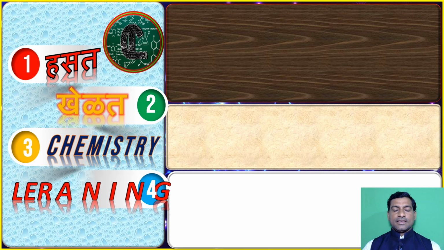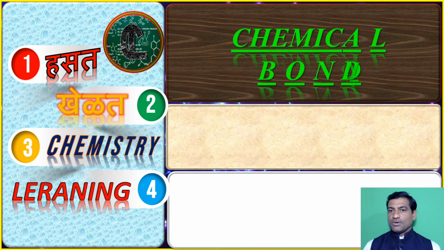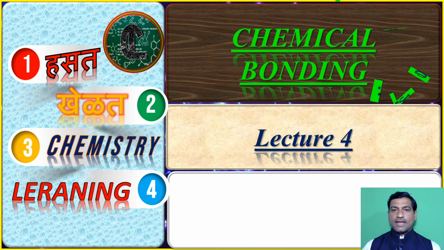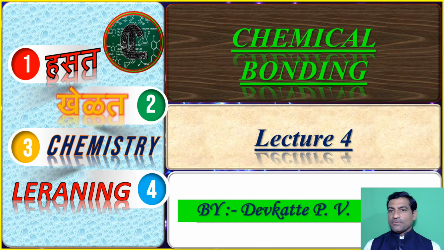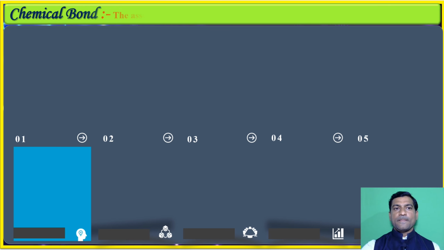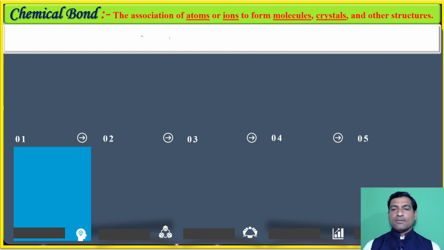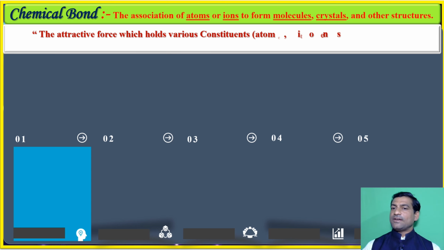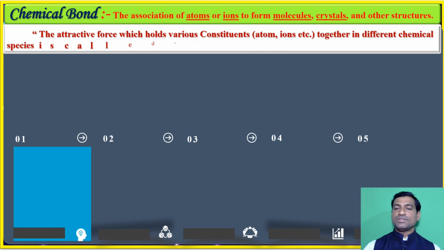We are discussing the chemical bonding chapter, and we have studied 3 lectures. Now, in lecture number 4, we have to study the chemical bond. There are 5 types of chemical bond: the electrovalent or ionic bond, covalent bond, coordinate covalent bond, hydrogen bond and dative bond. We studied the ionic bond in the last lecture, and now we have to study the covalent bond.